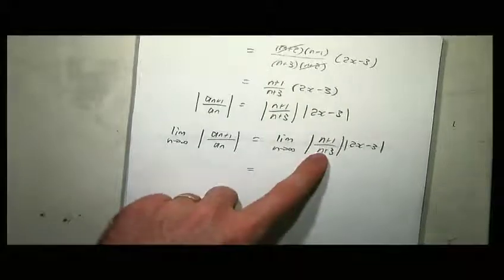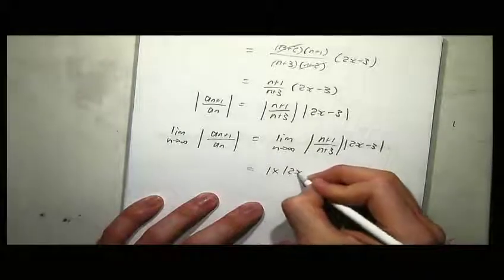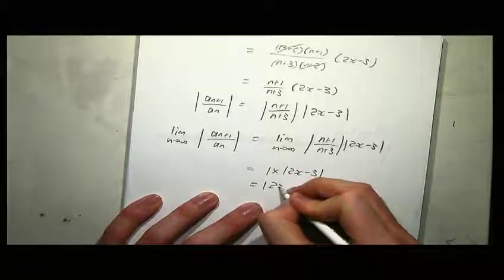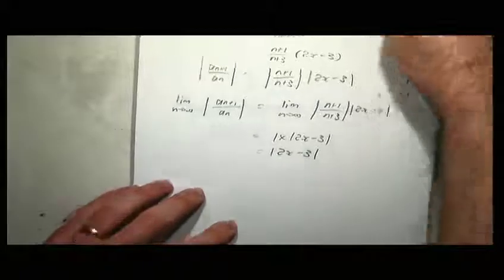Okay, so that 2x minus 3 doesn't involve an n, so it's not going to come up when I do my limit. And the limit of n plus 1 over n plus 3 comes out to 1, because if you divide everything by n on the top and the bottom, you'll get 1 plus 1 over n and 1 plus 3 over n. So we're going to get 1 times. So that's my ratio test almost done.